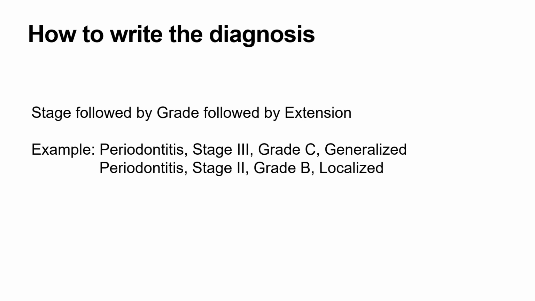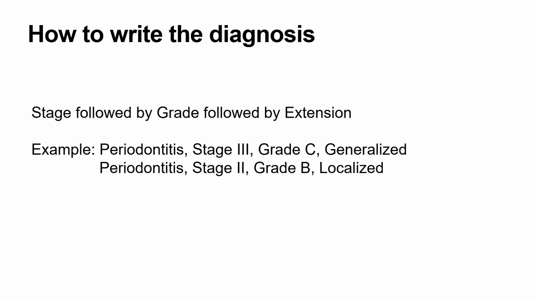So, we would write the stage followed by the grade followed by the extension. Remember, we said the extension is the extension of the teeth affected by this particular stage, not all teeth affected by bone loss or attachment loss. So, for example, we would say periodontitis, stage 3, grade C, generalized.